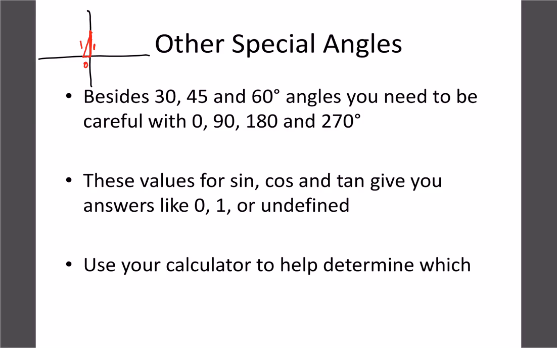Our cosine would be 0 over 1, which is 0. And our tan would be 1 over 0, which is undefined. You can't divide by 0. So for all of these locations, whether they're 90, 180, or 270, you're always going to get answers like 0, 1, -1, or undefined. And we can sometimes call undefined infinite and just use the little infinity symbol. That works totally fine. So the trick is, how do we figure out which is which?